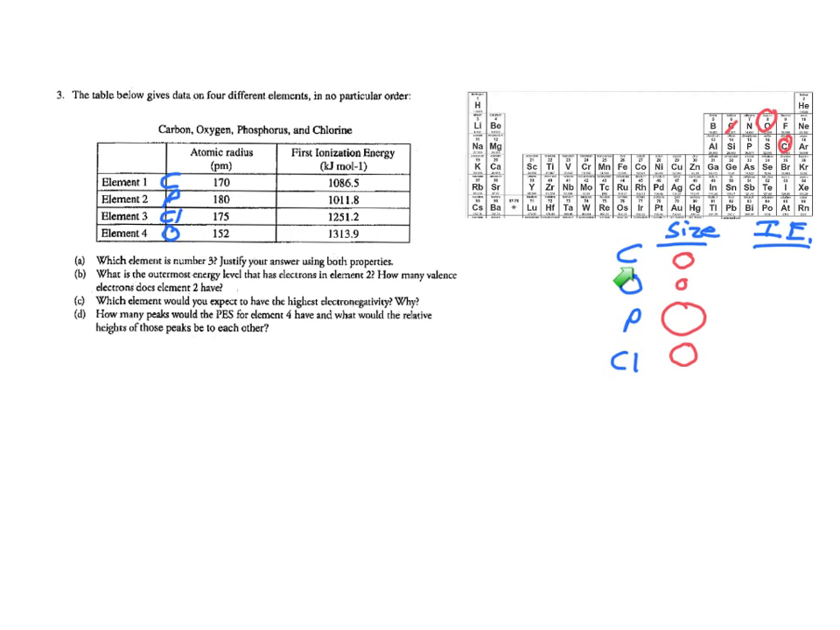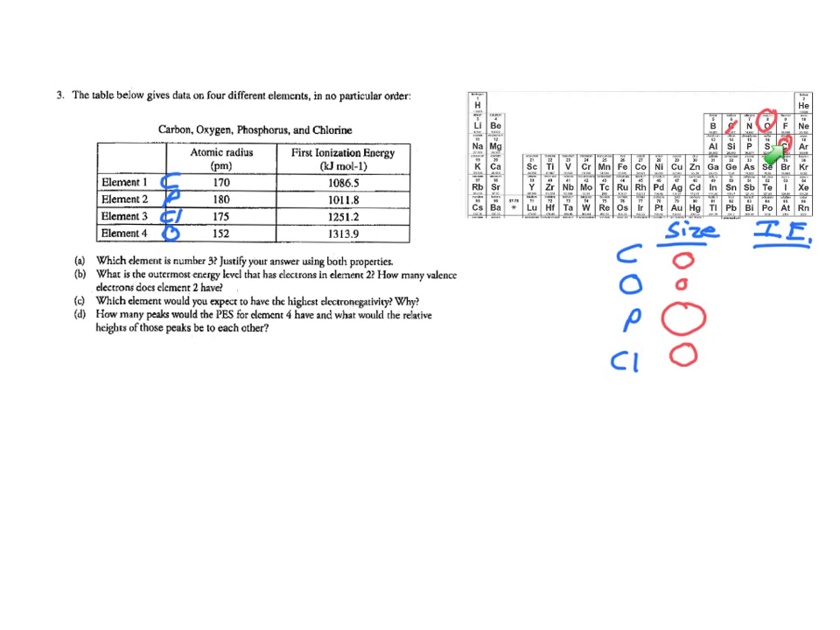So that's a good basis for figuring out our orders. I think that oxygen is going to be the smallest, so I came up here and listed oxygen as the smallest. Phosphorus is going to be the biggest. I think chlorine is going to be slightly smaller than that. And then carbon is going to be slightly bigger than oxygen. So you can see I matched those orders to what I was predicting over here.